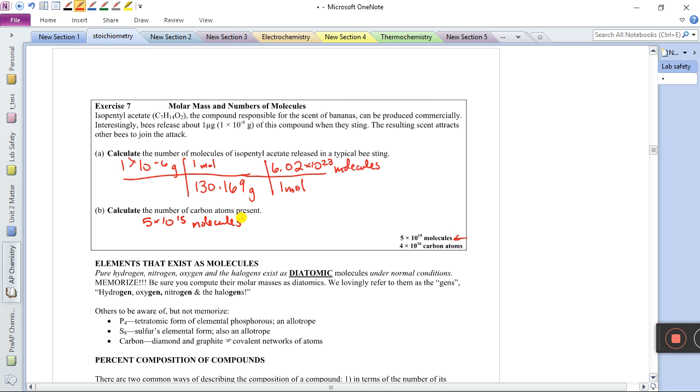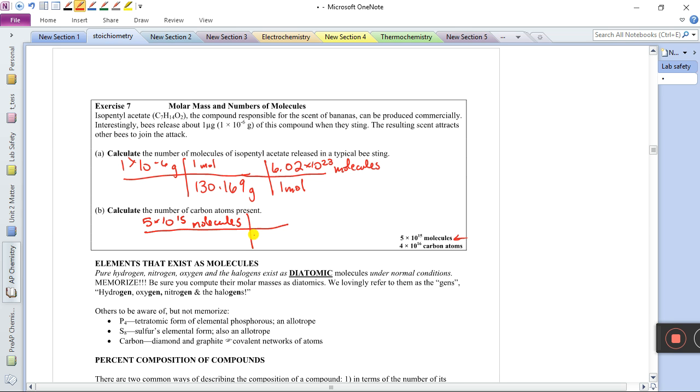It occasionally makes it easier if you're trying to, say your answer is 200, but you should have 2 significant figures. Scientific notation is about the only way to accomplish that, because if you write 200 with no decimal, you have 1 significant figure. If you write 200 with a decimal, you have 3 significant figures. Scientific notation is occasionally just safer. All right, so we got 5 times 10 to the 15th molecules.